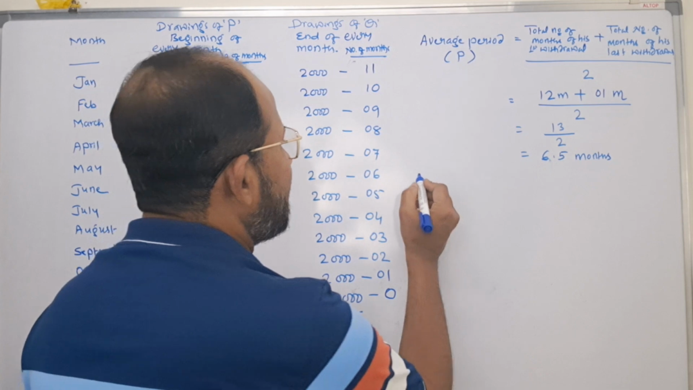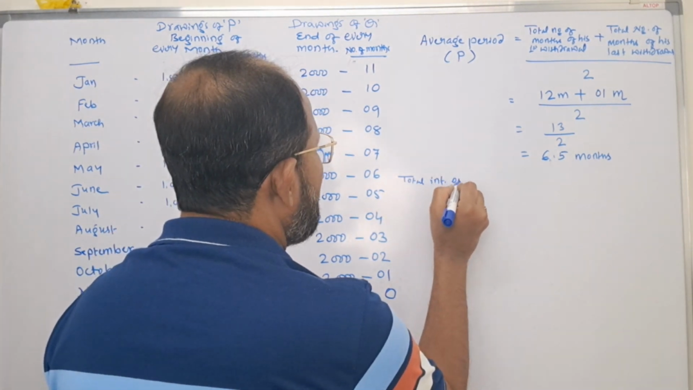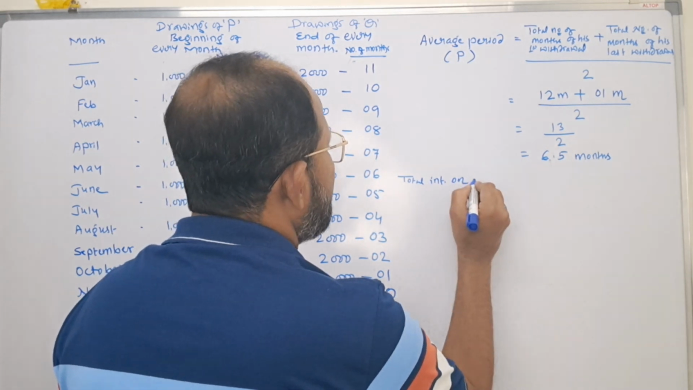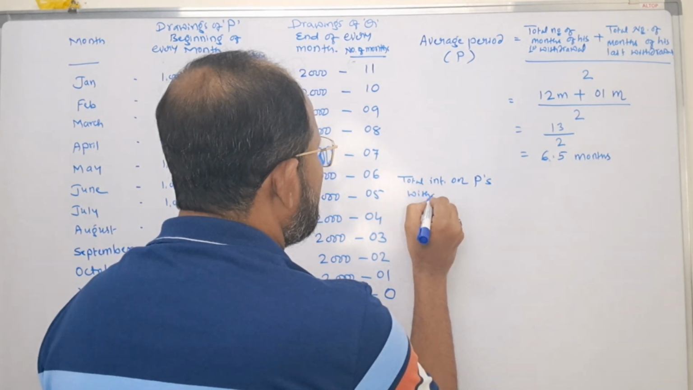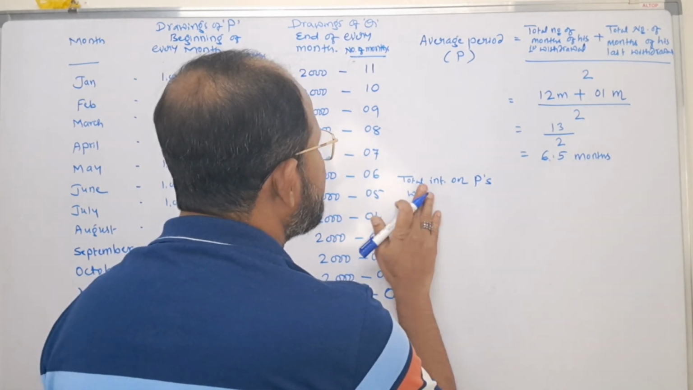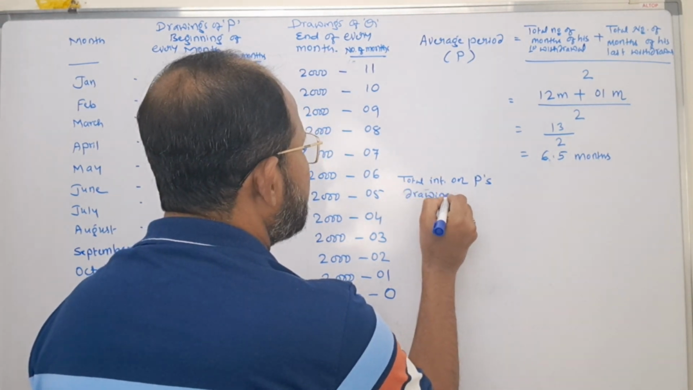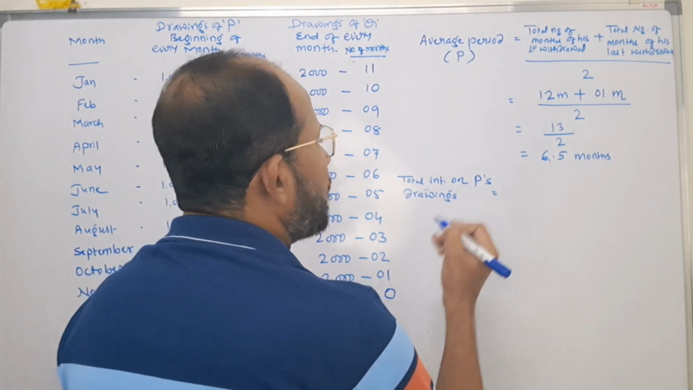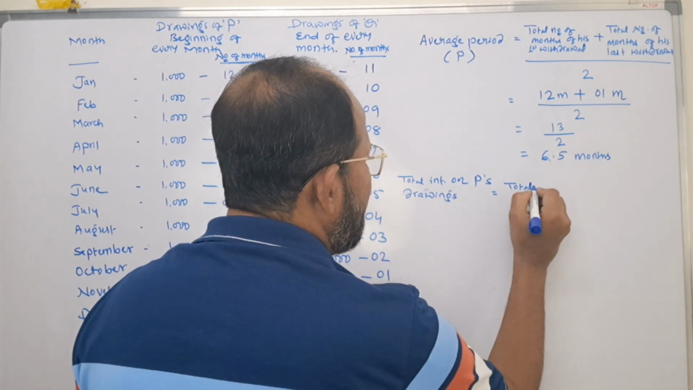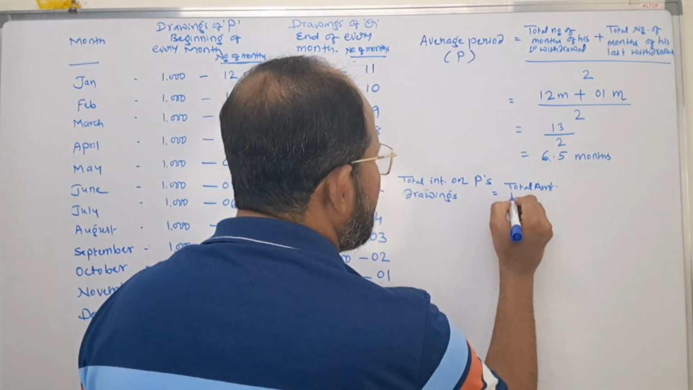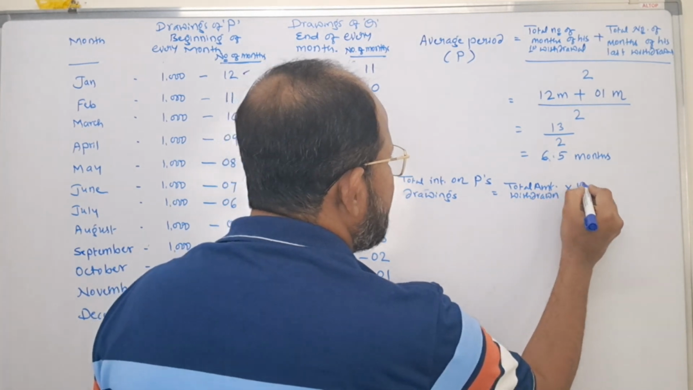Now, how to calculate total interest on his drawings? Total interest on P's withdrawal or P's drawings, you can write, simple thing. Total interest on P's drawings is equal to the total amount withdrawn by the partner, total amount withdrawn. What is the rate of interest?